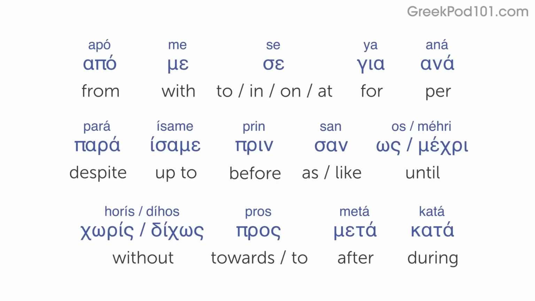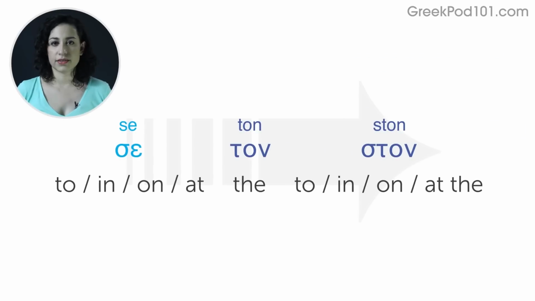The most common ones are από, from, με, with, σε, to, in, on, at, για, for, ανά, per, παρά, despite, ώς, up to, πριν, before, σαν, as or like, ως or μέχρι, until, χωρίς or δίχως, without, προς, towards or to, μετά, after, and κατά, during. Note that σε always gets contracted in front of articles. For example, σε plus τον becomes στον.